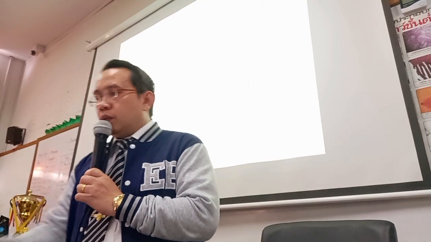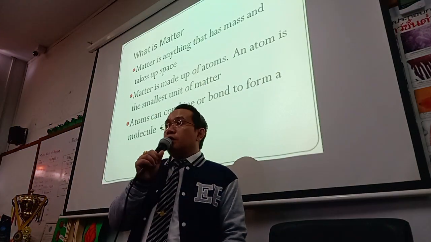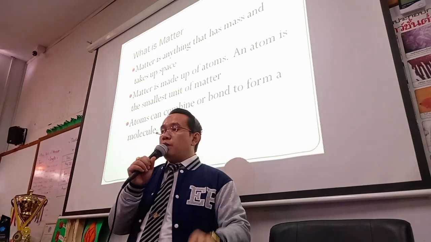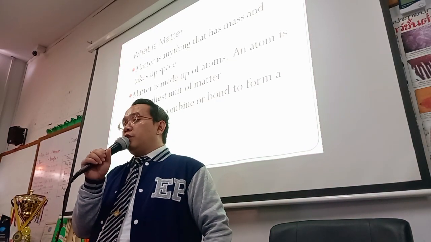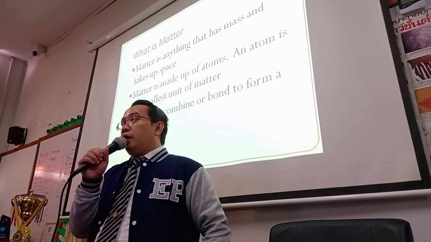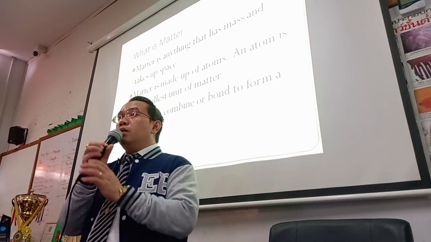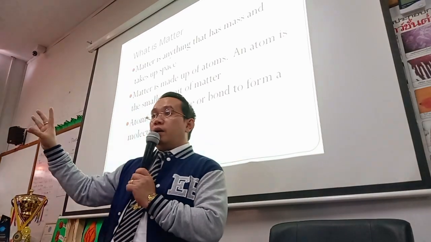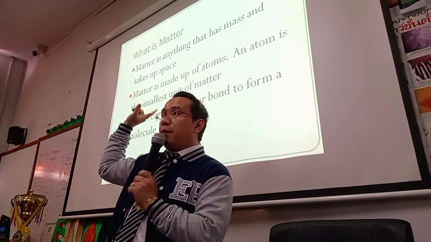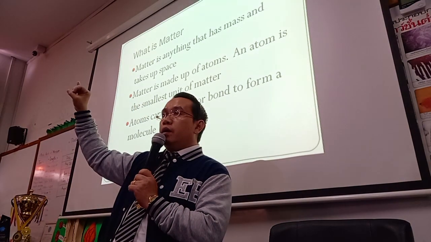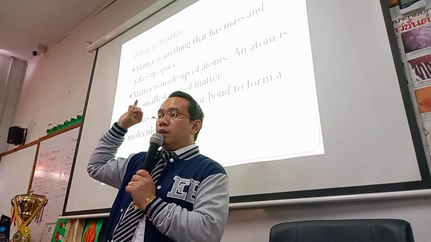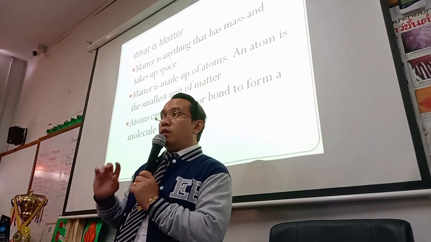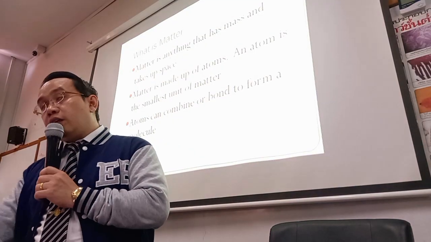So I repeat, what is matter? Matter is anything that has mass and takes up space. Matter is made up of atoms, and an atom is the smallest unit of matter. Atoms can be combined or bound to form molecules. So always remember the important vocabulary related to matter: matter, solid, liquid, and gas, then atoms and molecules. What's the difference between atoms and molecules? Are they the same or not?